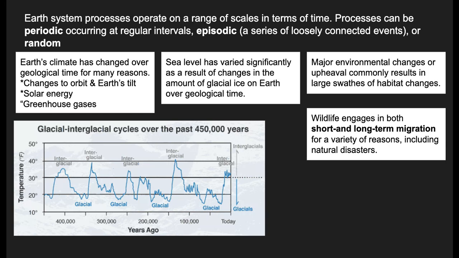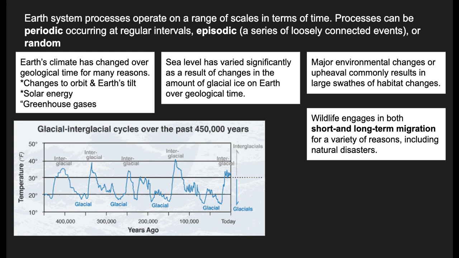Okay, so the processes can be periodic or occur in irregular intervals, right? Any kind of processes, like let's say biogeochemical cycles, or maybe even seasons. Episodic, a series of loosely connected events, right? If we talked about hurricanes, or it could be just random.